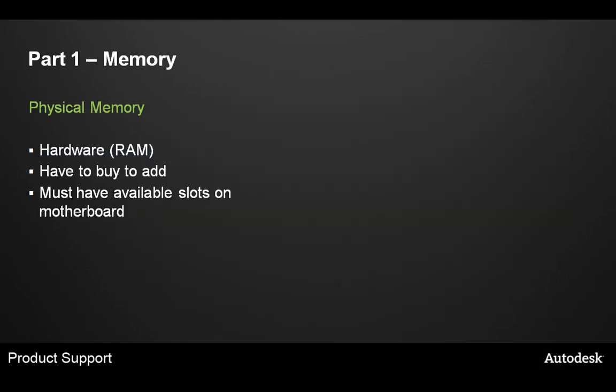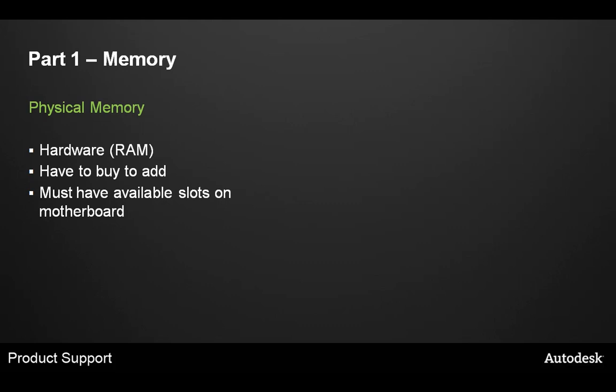So we really have two kinds of memory. The first kind is the physical memory. I think most people are familiar with this. That's called RAM. It's hardware based. These are memory chips that you plug into your motherboard.